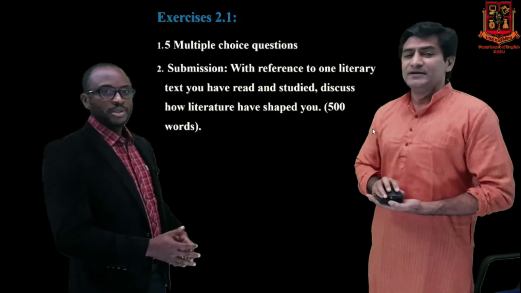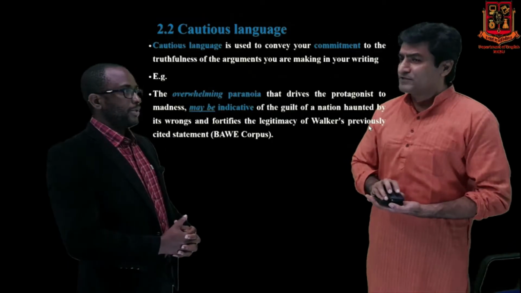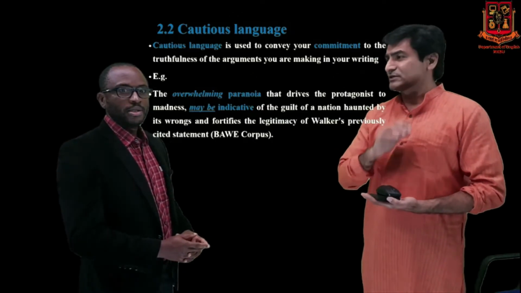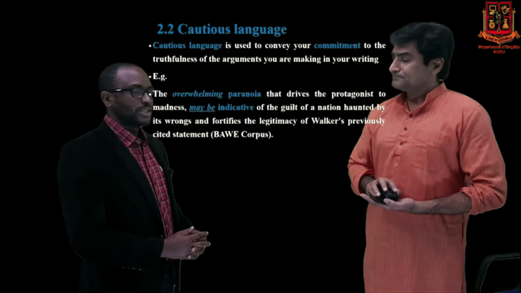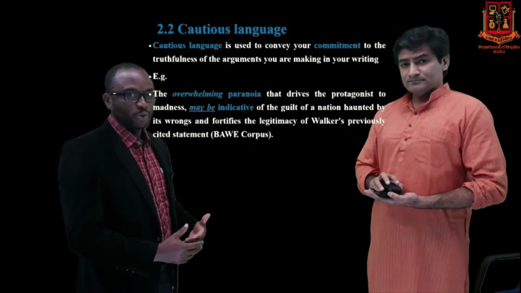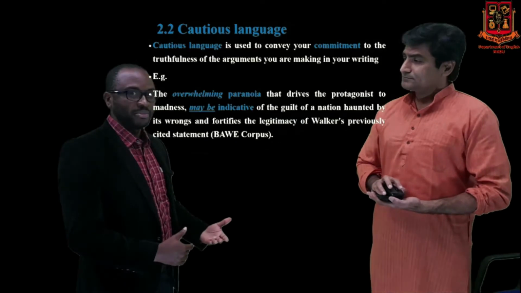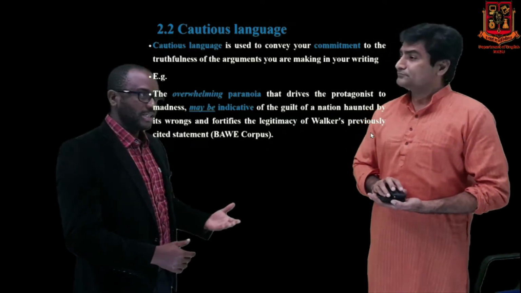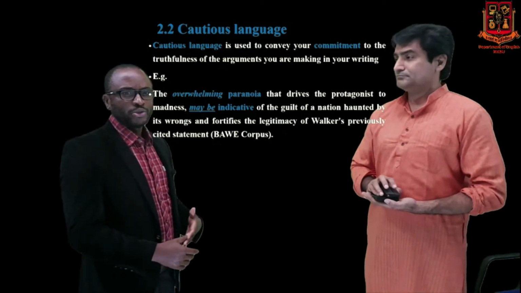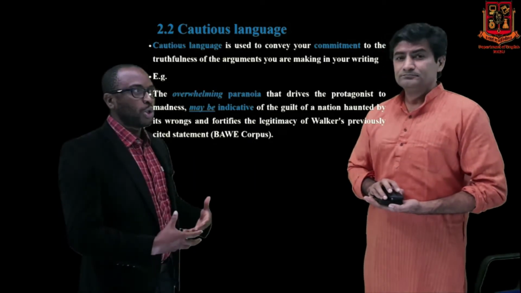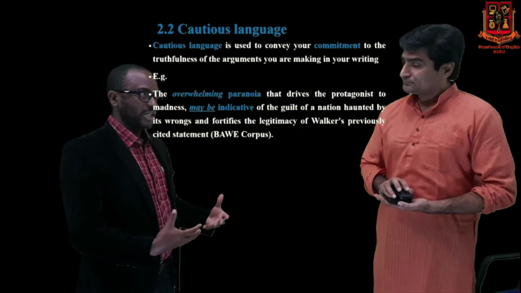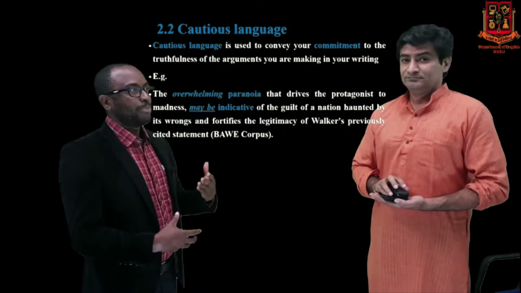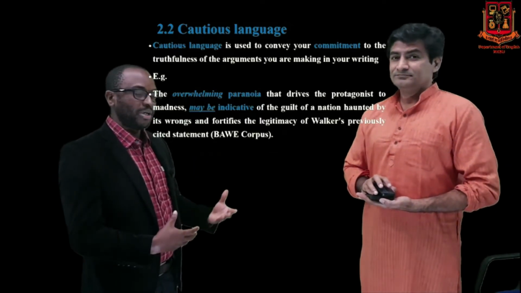Okay, so Mr. Clement, the second component of this unit number 2 is cautious language. Tell us briefly about what this is. So cautious language is about how writers or speakers convey their commitment to the truthfulness of the arguments that they are making in their writing or when they are speaking. So in literature, it is about connecting the portrayal of character and your interpretation of the portrayal of character, connecting the portrayal of character and the argument you are making.